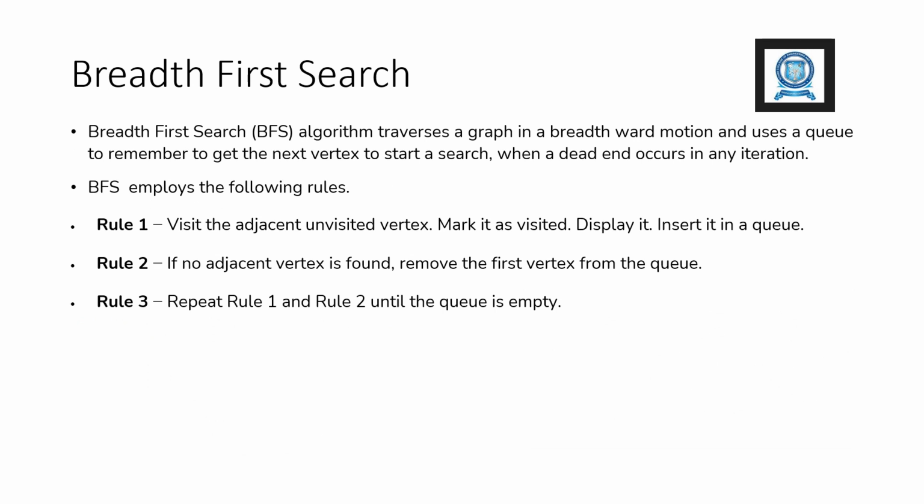Next topic is breadth first search. The BFS algorithm traverses a graph in a breadthward motion and uses a queue to remember to get the next vertex to start a search when a dead end occurs in any iteration. BFS employs the following rules. Rule 1: Visit the adjacent unvisited vertex. Mark it as visited. Display it. Insert it in a queue. Rule 2: If no adjacent vertex is found, remove the first vertex from the queue. Rule 3: Repeat Rule 1 and Rule 2 until the queue is empty.